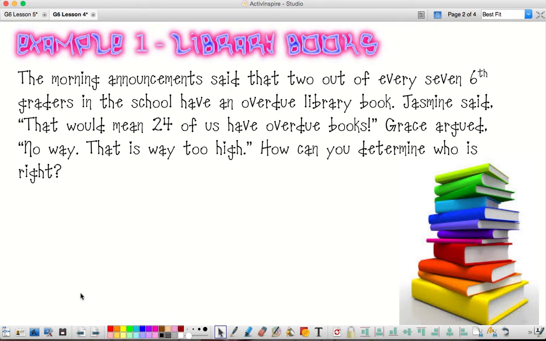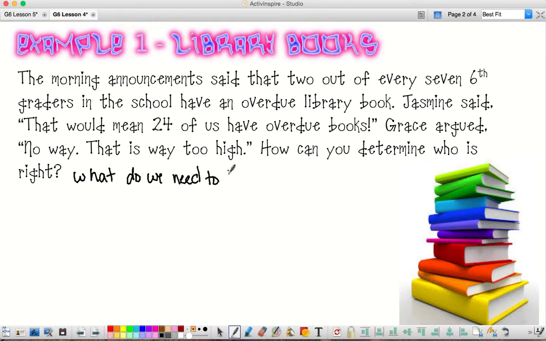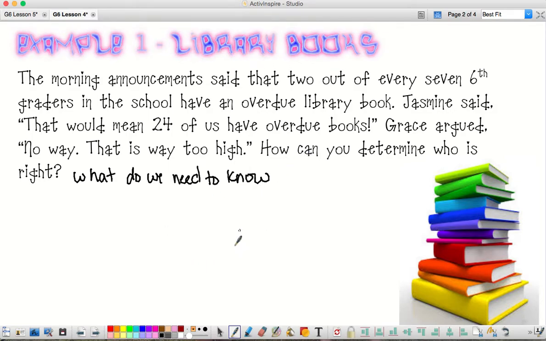So what I want you to think of, we're not going to solve this one here, what I want you to think of and come back to class with is, what would you need to know in order to solve this problem? Right, so there's a piece of information that you would have to know in order to figure out how to solve this problem and who would be correct. So just somewhere around this problem, I want you to write down what you would need to know. So what do we need to know? Right, and when you come back to class, we're going to talk a little bit more about this one.